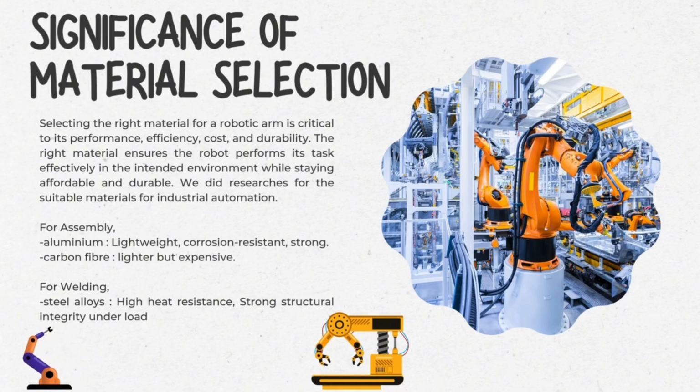For assembly, we use aluminum material because it is lightweight, corrosion resistant, and strong. And carbon fiber is lighter than aluminum but a bit expensive. And for welding, we use steel alloys because they have high heat resistance and strong structural integrity under load.